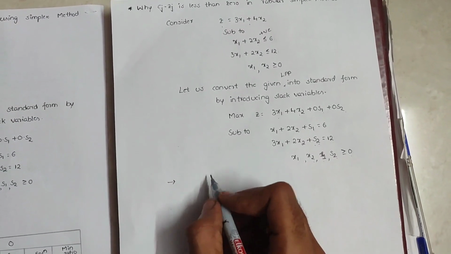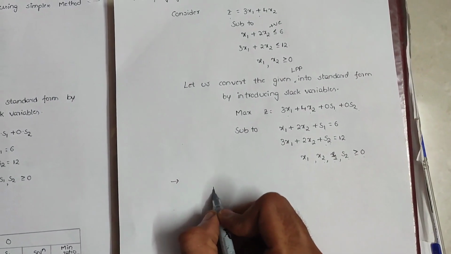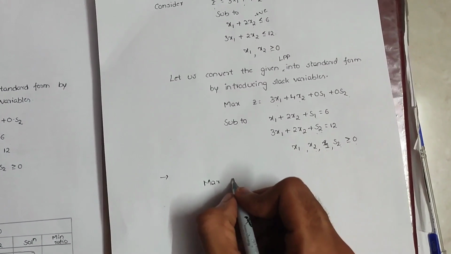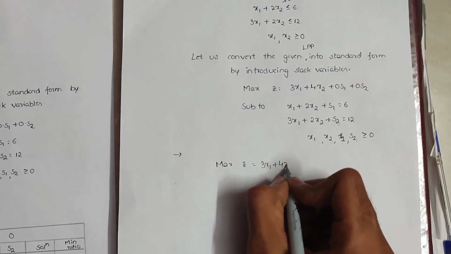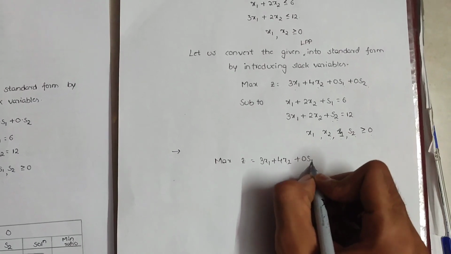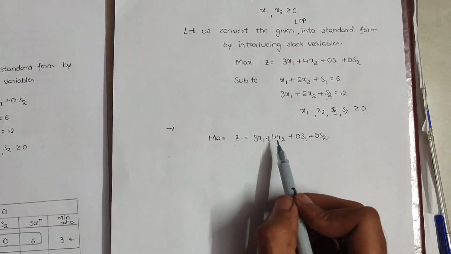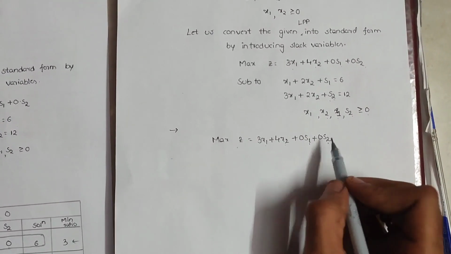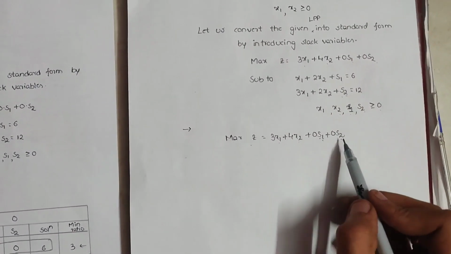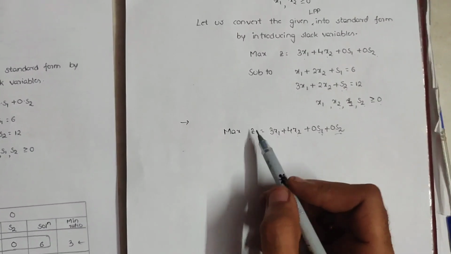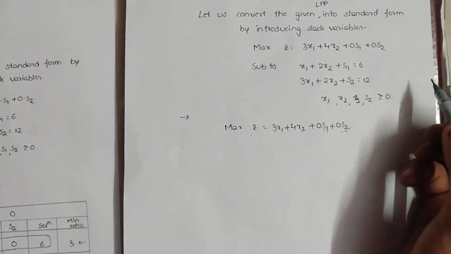So let us try to maximize the function z from scratch. Given max z equals 3x1 plus 4x2 plus 0s1 plus 0s2. The maximum value of z depends on x1, x2, s1 and s2. Even though s1 and s2 are independent, whatever the value of s1 and s2, the max z value remains the same. So x1, x2, s1, s2 are greater than or equal to 0.